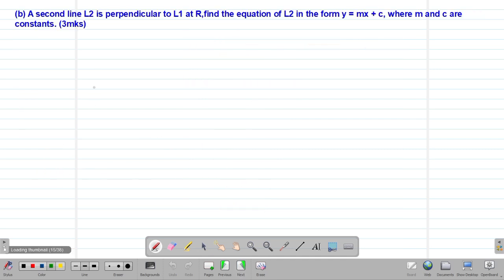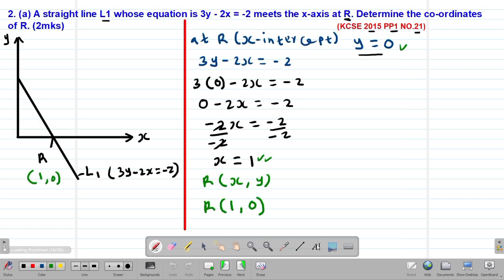Then we check part B of the question, whereby we are being told that a second line L2 is perpendicular to L1 at R. So we have another line L2 which is perpendicular to the initial line L1 through the point R. This particular line L2 is passing through point R, and through that point the angle is 90 degrees because these two are perpendicular to each other. So this angle must be 90. This is the line L2, perpendicular to L1 at the same point R.